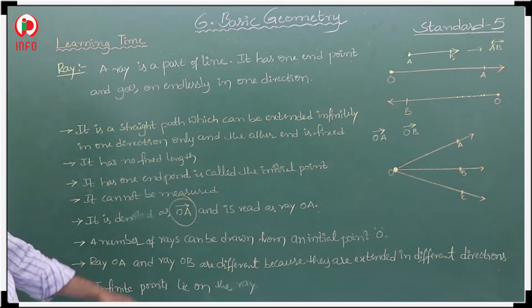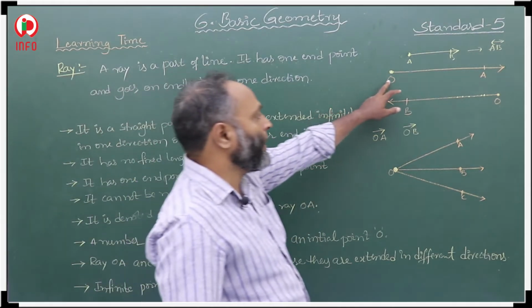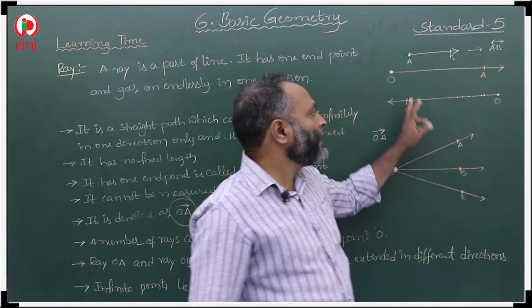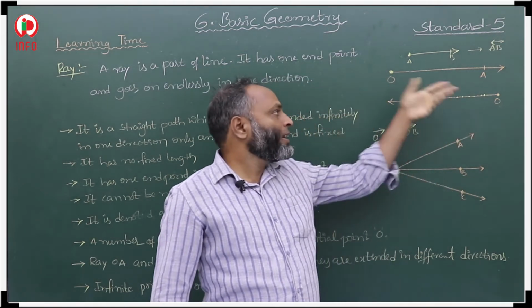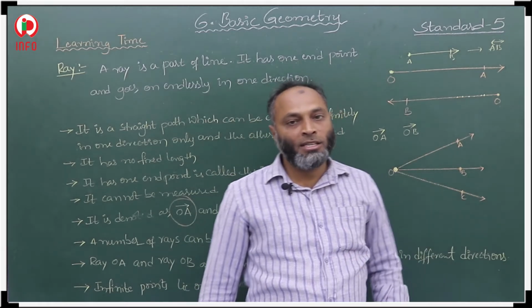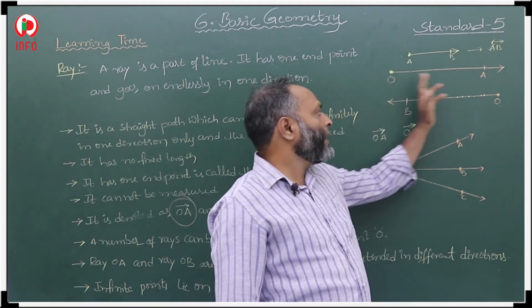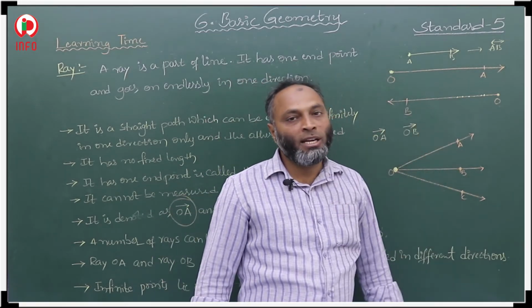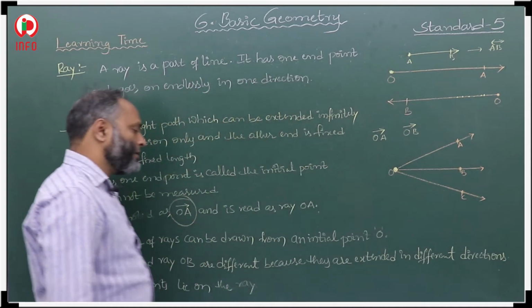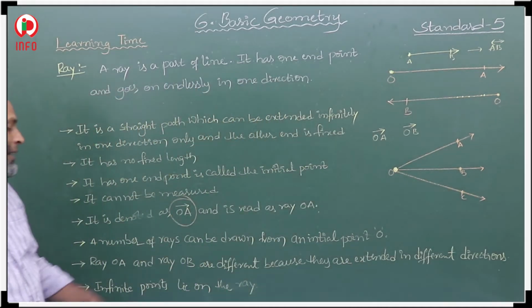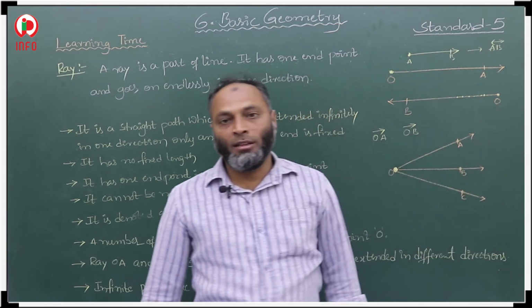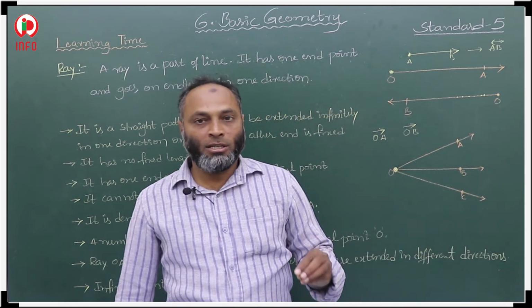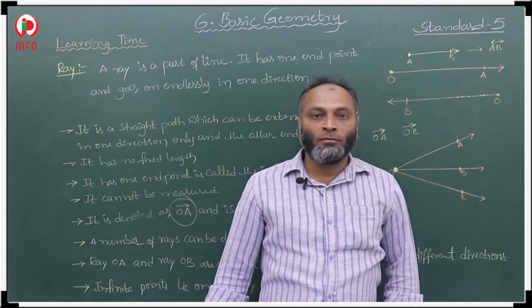Then ray OA and ray OB are different rays. Here ray OA is there and ray OB is there. These two rays are different because they move in opposite, that is different, directions. So both rays are not the same. And infinite points lie on the ray. How many points are there on the ray? Infinite points. So these are the points about rays.